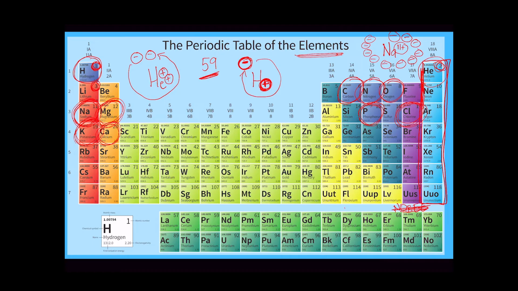Noble gases. I should learn how to spell. I can't talk and write at the same time. If something's noble, it's proud of itself. It's happy with who it is, and it doesn't want to change. But sodium does. Sodium wants to be like its closest noble gas. So if sodium's 11, what's its closest noble gas? Neon at 10. Now, neon being number 10 has 10 protons and 10 electrons. Sodium has 11 protons, 11 electrons.